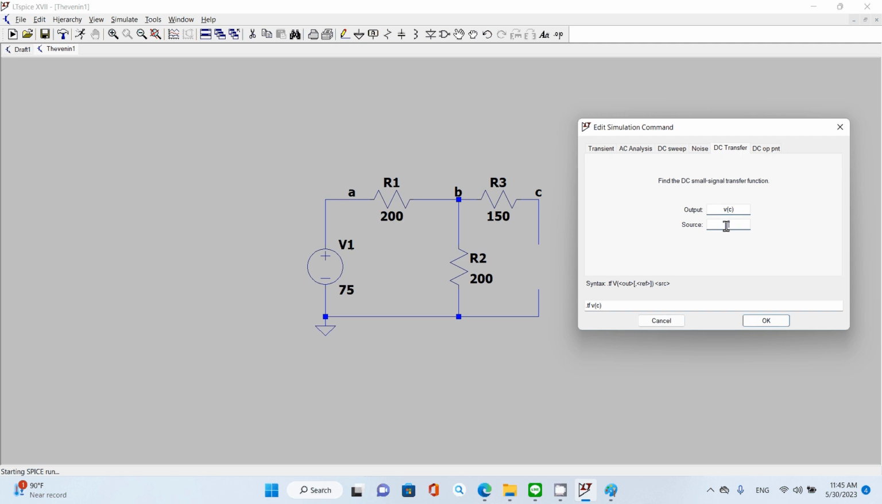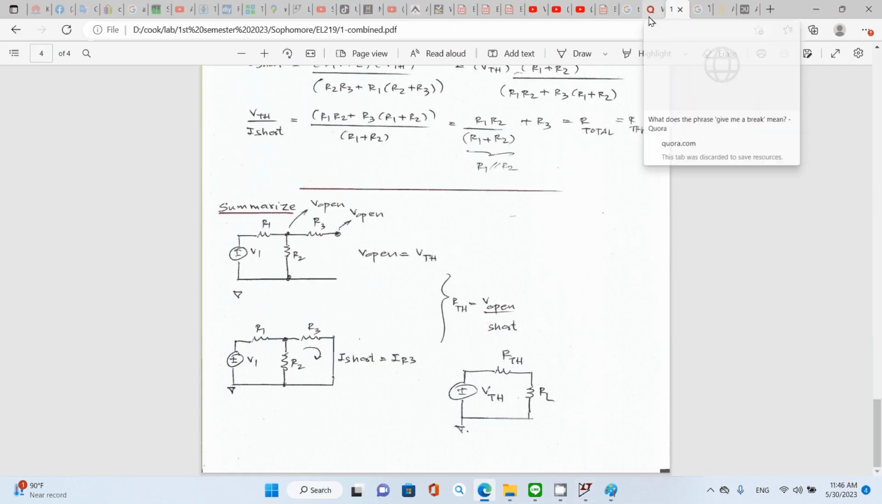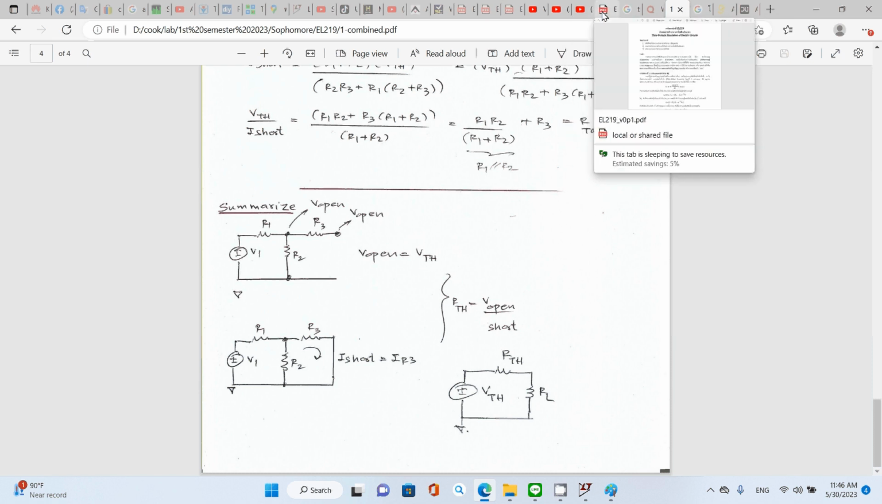And then your source is simply V1. Click OK, and you have this transfer function VC over V1. It gives you your output impedance, which is the 250 as we calculated before. And for the recording of your data, let's see, where is the, okay.